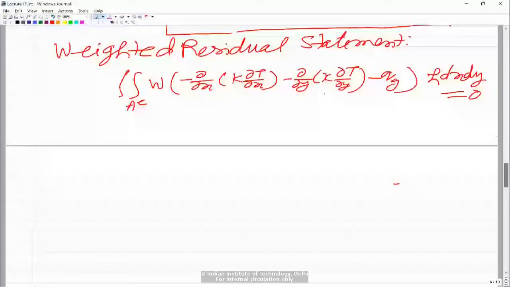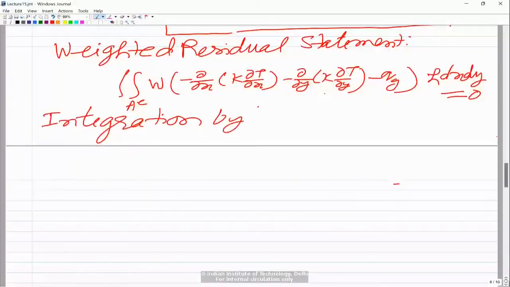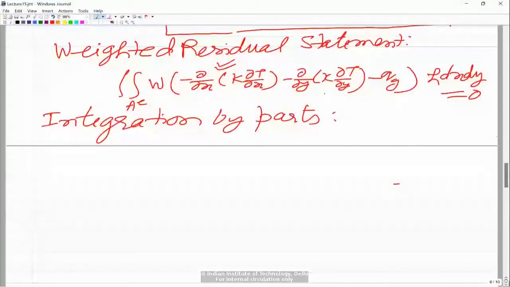Integration by parts. Now we want to go for the weak form. So we carry out the integration by parts. Now if you look at this, it consists of actually three terms: minus w into del by del x of k into del T by del x, minus w into del by del y of k into del T by del y, and minus w into qg.